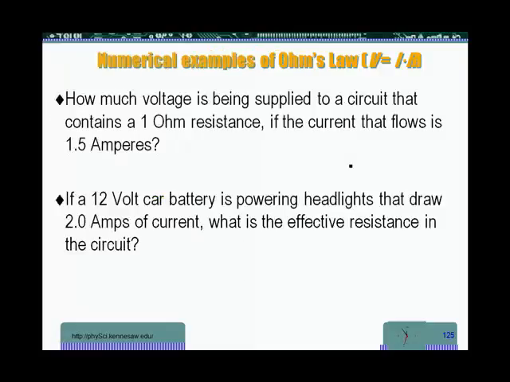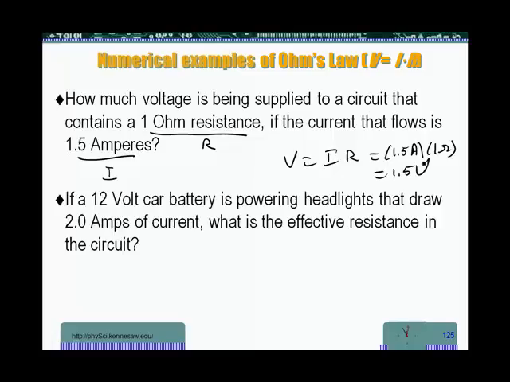Let's see. How much voltage is being supplied to a circuit that contains a 1 ohm resistance if the current that flows is 1.5 amps? Okay. So they give us the resistance R, they give us the current, and they're asking us for the voltage. V is equal to IR, so we just multiply them. 1.5 amps times 1 ohm, so it is 1.5 volts.